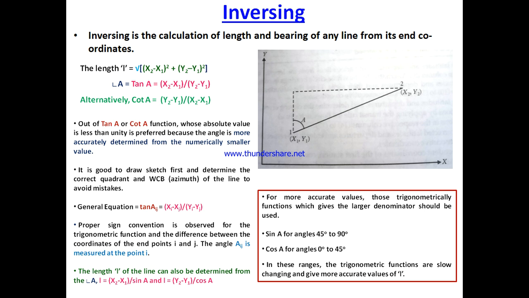And why are we doing this? We are doing this because we need to calculate the length of the traverse very accurately. As we know, angular functions change less as compared to the rate of change of linear functions or linear measurement, therefore we will try to choose such trigonometrical functions which have a slow rate of change.